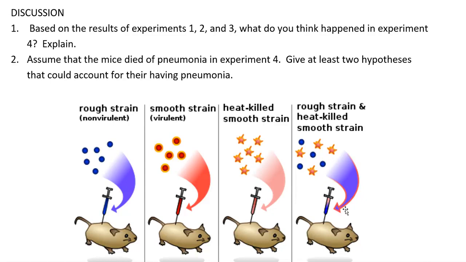Or, and maybe you got this one, the rough strain ate the smooth strain bacteria and was able to be transformed into the smooth strain and kill the mouse. So a lot of different ideas, but hopefully as we go more through this experiment, it will give you closer to the idea of what actually happened. So hopefully some of you guys got that right. If not, that's okay. So leave your answers, don't change your answers, because that's your hypothesis.